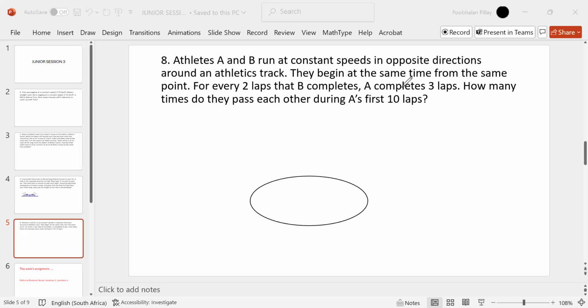Okay, so they begin at the same time from the same point. Okay, so let's suppose this is your starting point. And A and B start here, and they run in opposite directions. So suppose A runs in this direction, and B runs in this direction. All right.